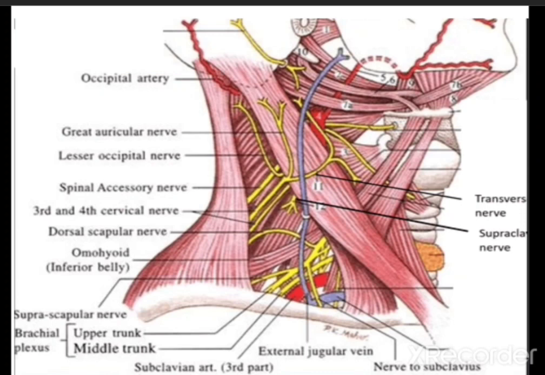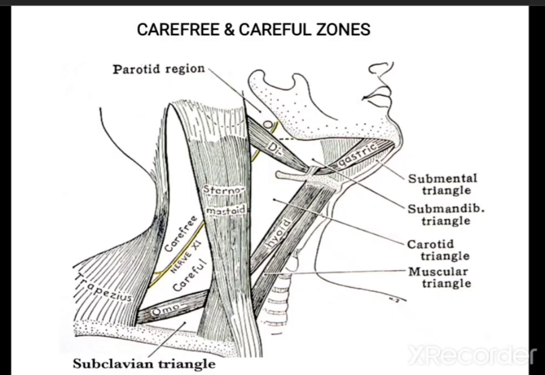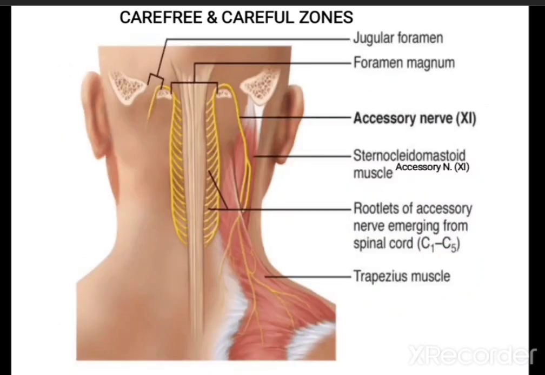So in the diagram we can see the different contents of the posterior triangle. The important structure, as we have discussed earlier, in the posterior triangle is the accessory nerve. The area of the triangle just above the accessory nerve is the Cray-free triangle, and the most important area just below the spinal accessory nerve is the careful triangle because of the structures which are overlying here.